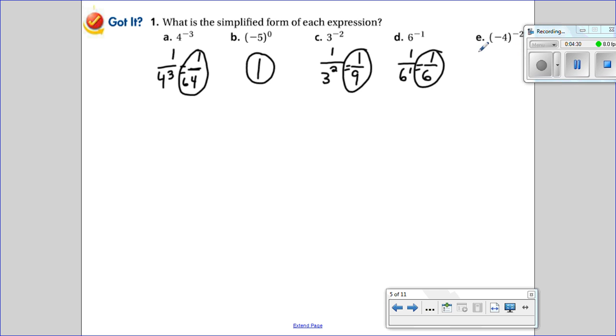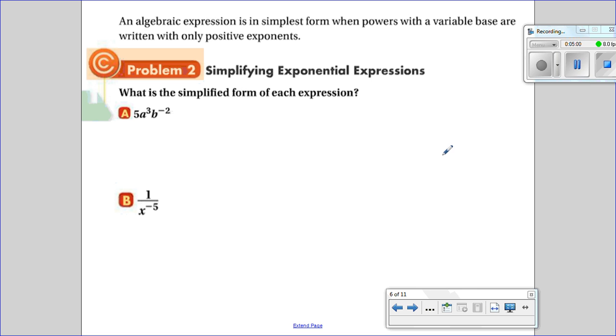And negative 4 to the negative 2 is 1 over negative 4 squared. Negative 4 squared is 16. Again, make sure that you're putting the 4 in parentheses if you're doing this in your calculator, because if not, you're going to get 1 over negative 16. This is not something that you should be relying on your calculator for. We have to know how to do this by hand.